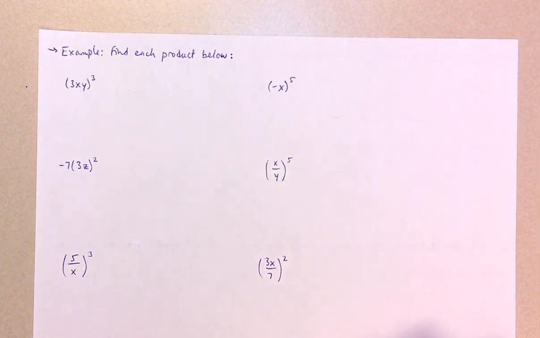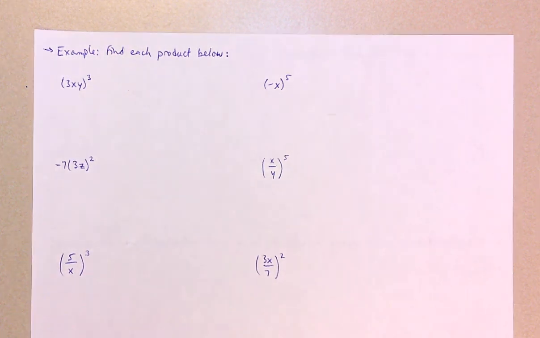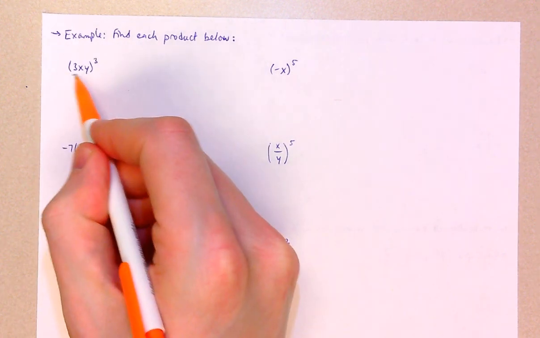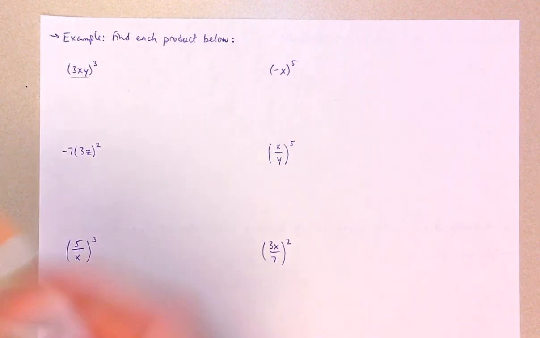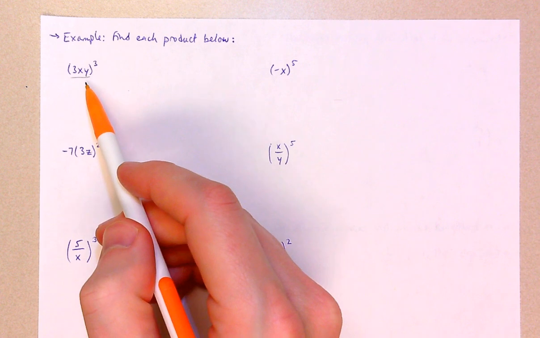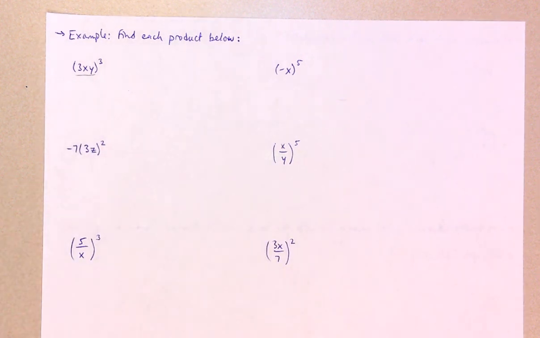All right, so let's simplify each of these expressions here. We will do some of these here, and then some we will do together in class. Let's kick it off with the first one here, 3 times x times y, that whole thing cubed. Clearly this is our base, that's our exponent, and inside of our base we have these 3 things being multiplied: the 3, the x, and the y.